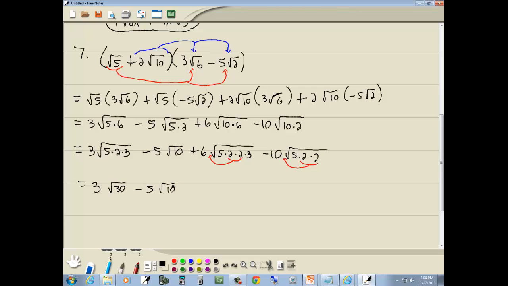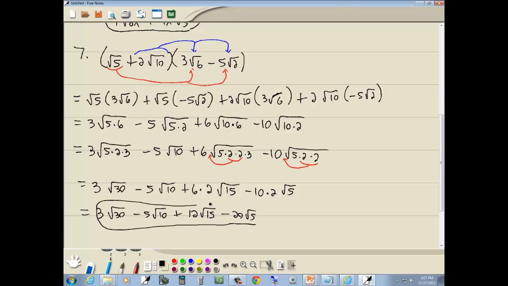And then this carries down. Plus 6 times, again the pair of 2's came out as a single 2, and we're left with 5 times 3 inside, which is 15. Minus 10 times, again that pair of 2's came out as a single 2, and we're left with a 5 inside. Which gives us 3 square root of 30 minus 5 square root of 10 plus 6 times 2 is 12 square root of 15 minus 10 times 2 is 20 square root of 5. And that's our answer.